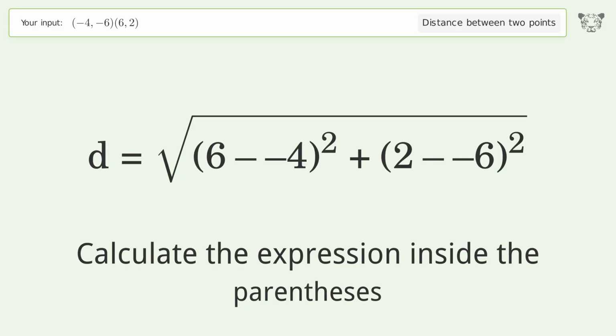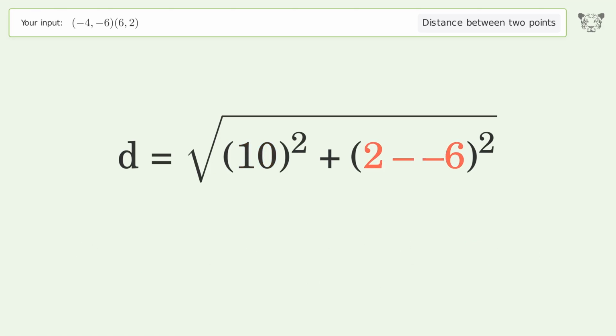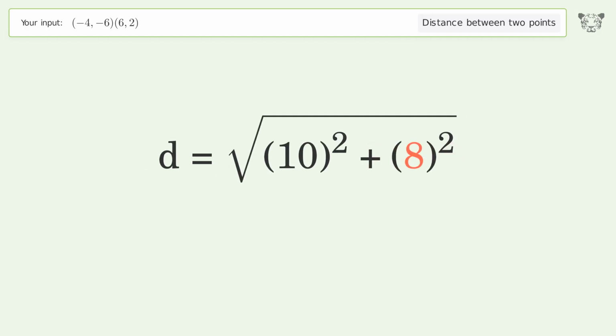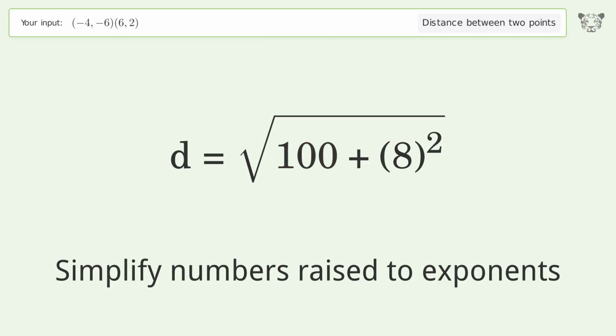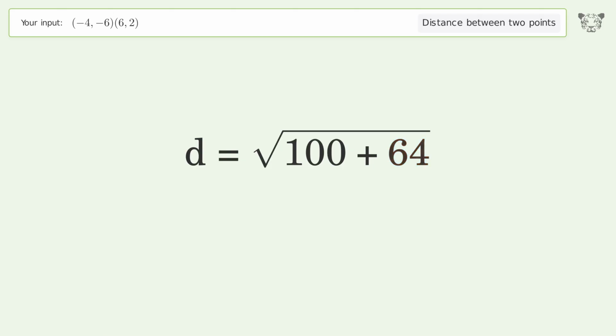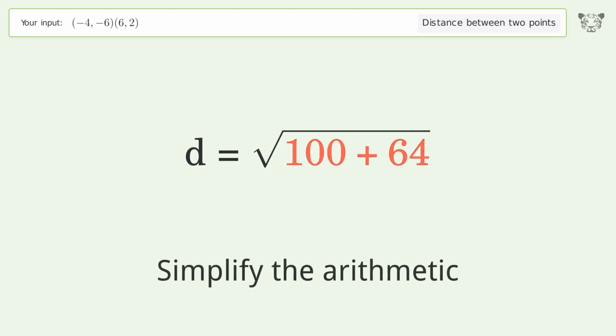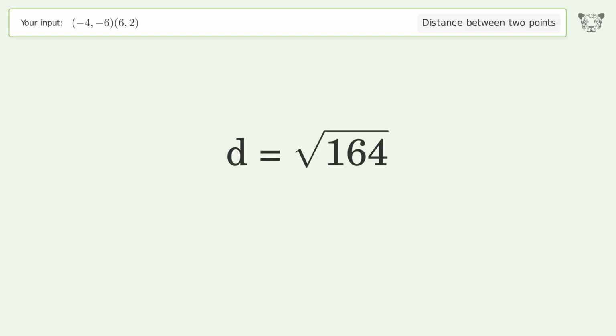Calculate the expression inside the parentheses. Simplify numbers raised to exponents. Simplify the arithmetic. And so the distance between the 2 points is the square root of 164, or 12.806.